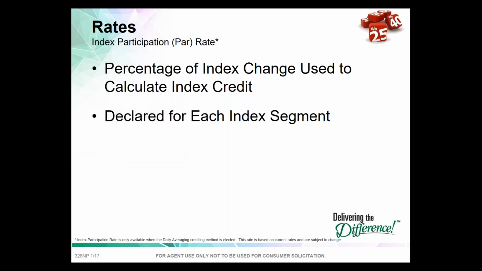The par rate is declared in advance for each segment. And once a segment starts, remember a segment is that 1-year measuring period from the beginning of an index to the end of an index period, typically 1 year. That's that measuring period of time. Once the segment starts, the participation rate cannot change. It's locked in for that segment.